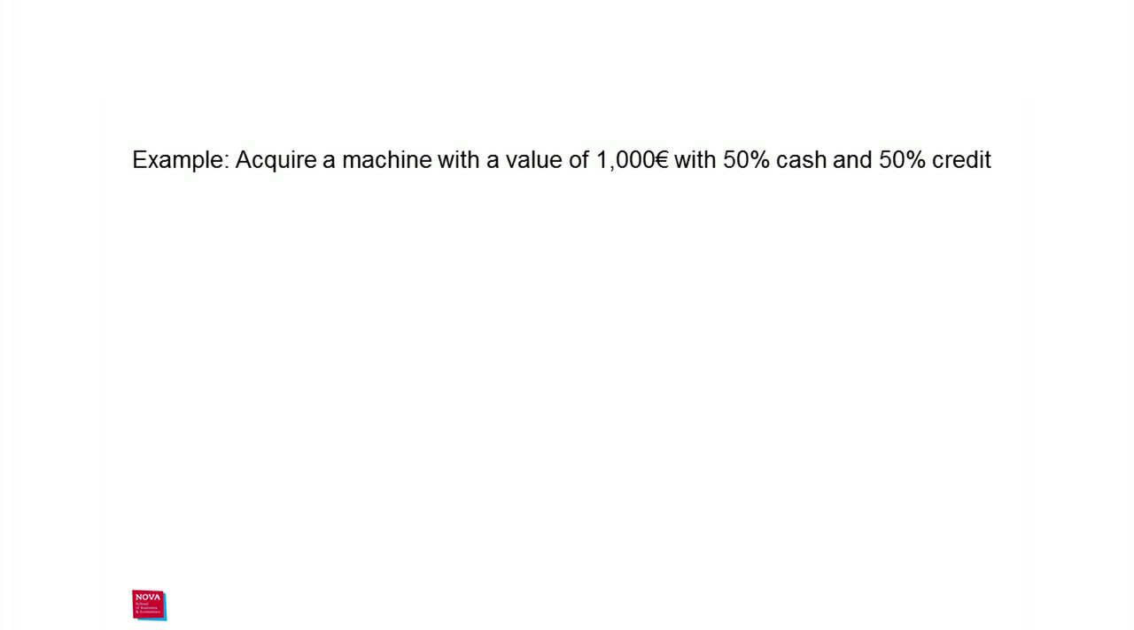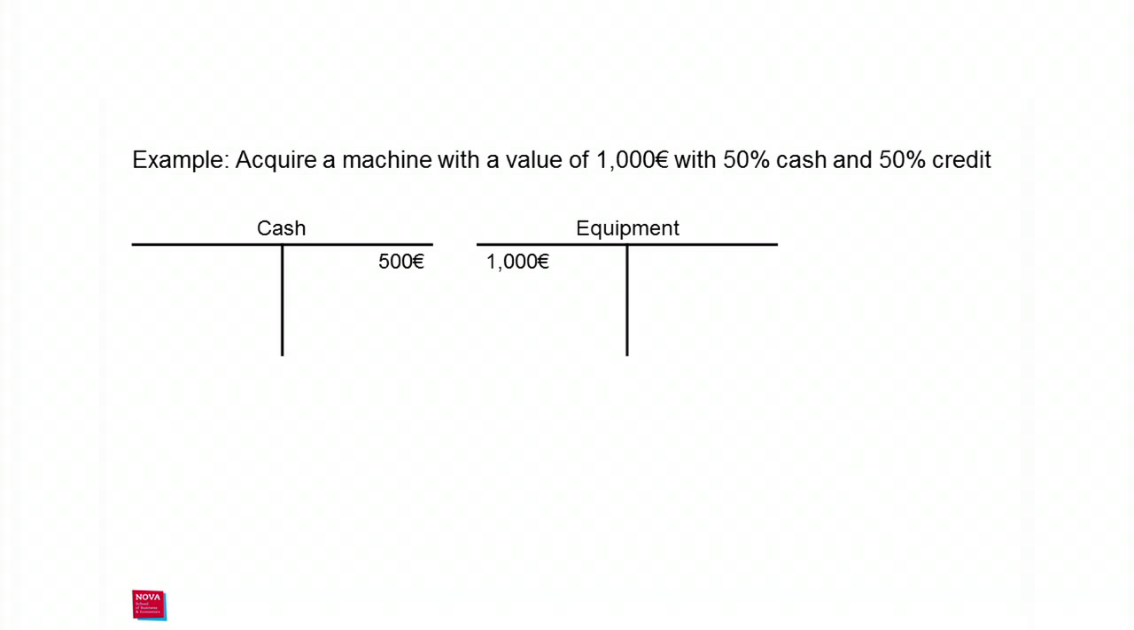The equipment will increase by the same 1,000, so the debit side will be exactly the same. What changes is the credit side. Instead of crediting 1,000 in cash, only 500 will be credited in cash and the remaining 500 will be credited in the payables account. So here we are turning this into a more complex situation. So not in every case will you have only two accounts changing. Several accounts may change.